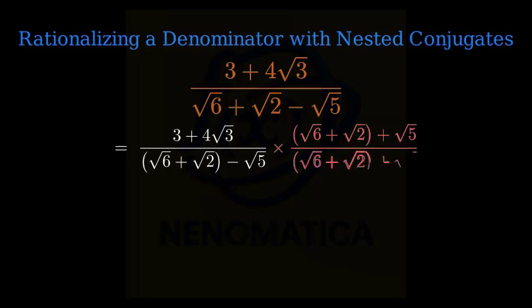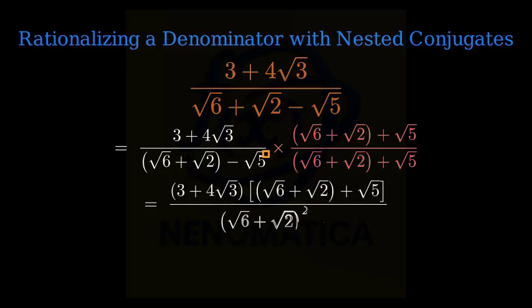Step 2. After multiplying by the conjugate, the denominator becomes a difference of squares, the quantity square root of 6 plus square root of 2 squared minus 5. The numerator becomes the original numerator times the conjugate factor. Step 3. We now simplify the denominator. The square of square root of 6 plus square root of 2 equals 6 plus 2 times square root of 12 plus 2. Then subtract 5. That simplifies to 3 plus 2 times square root of 12.